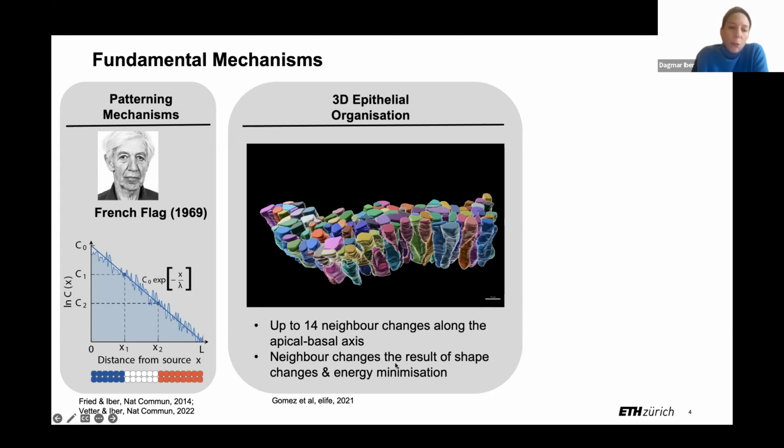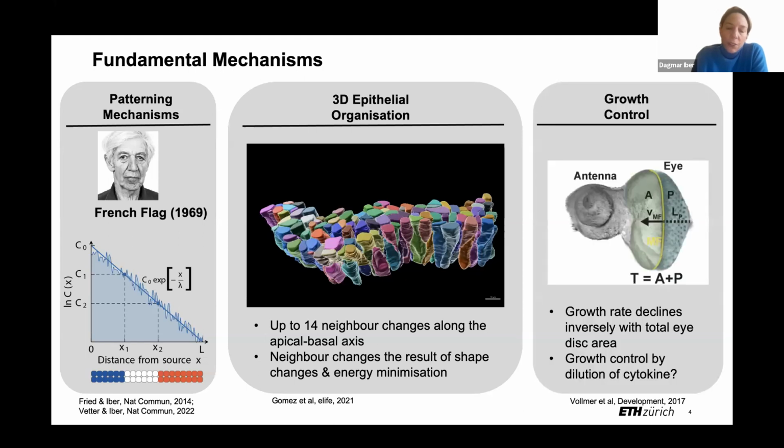and we could explain those neighbor changes with energy minimization, but it also means these cells have an enormous number of contacts, many more than one would expect based on the surfaces. And then we have worked on growth control for a long time. Here's just an example of the Drosophila eye disc, where we found that dilution might explain the decline in growth rate and final growth termination, as the disc is growing.